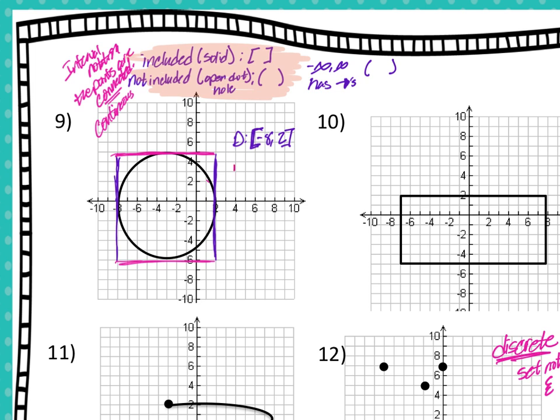Let's try this again. Range is from my lowest to my highest. So what's my lowest value? Is that -6? And my highest value is 4. And again, it's solid. There's no open holes, so it's included.